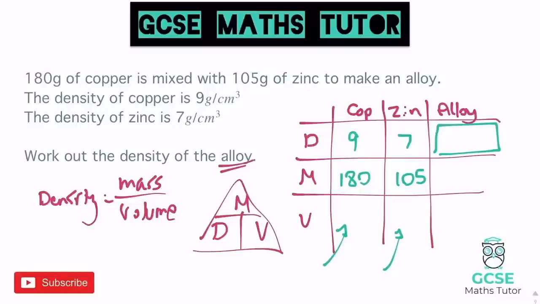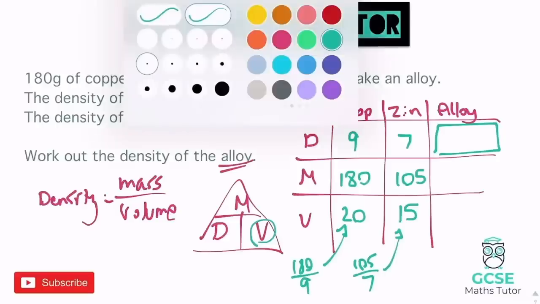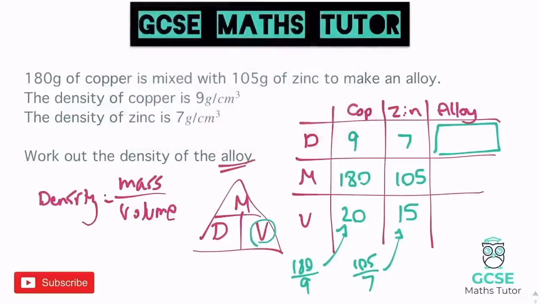So looking at your formula, to get volume, we would do mass divided by density. So I'm going to do 180 divided by 9 for this one, which gives us a volume of 20. And for the zinc, I'm going to do 105 divided by 7, and 105 divided by 7 is 15. Now masses and volumes can be added together. We've got 20 and 15, so 35 centimetre cubed is going to be the total volume of this alloy.